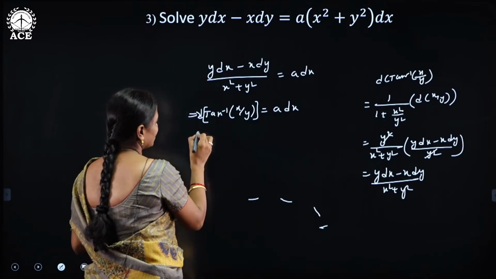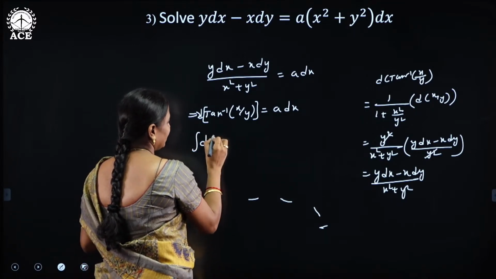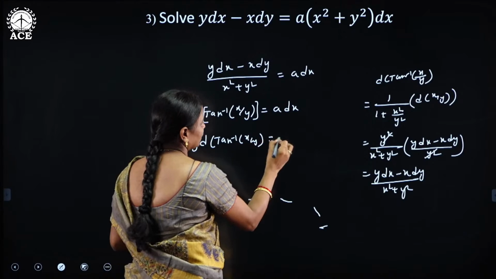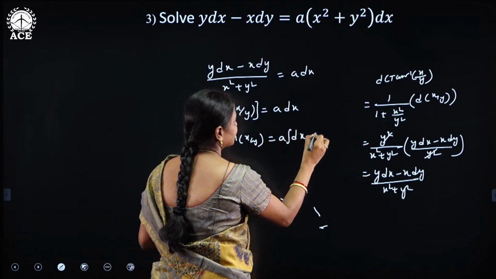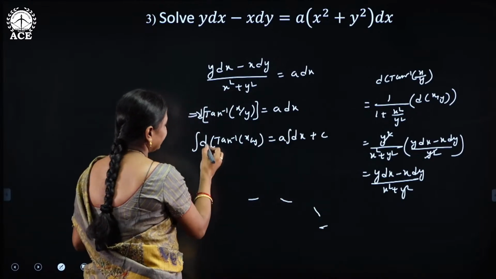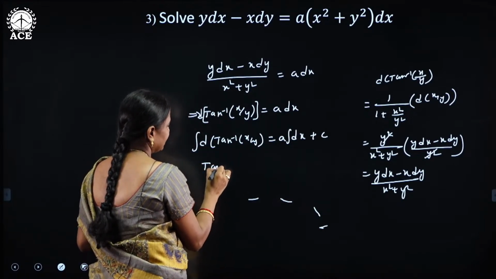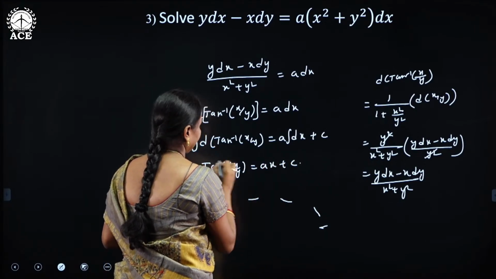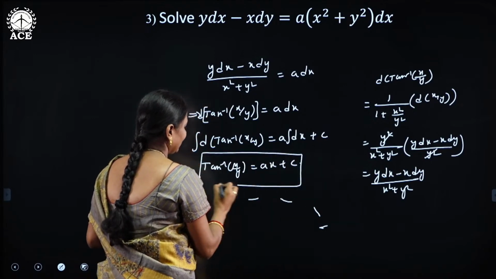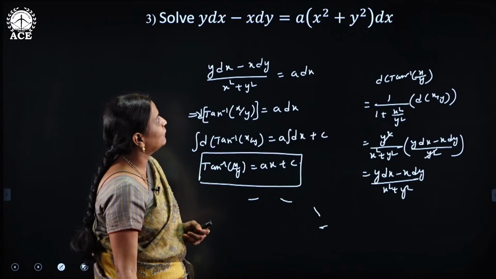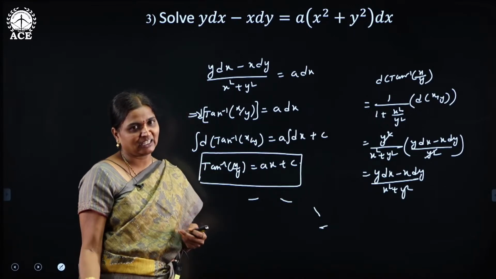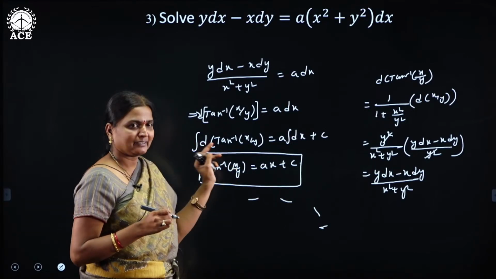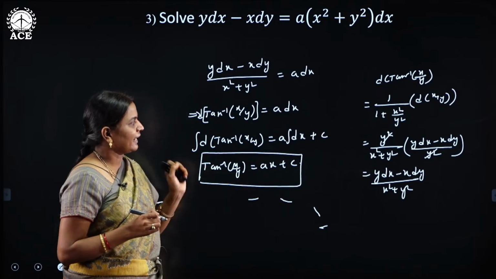Now apply integration on both sides. Integration of differentiation of tan inverse of x by y is equal to a into integration of dx plus the integration constant c. And here differentiation and integration get cancelled. So that is tan inverse of x by y is equal to ax plus c, which is the required solution of the given differential equation. If you are able to regroup the terms of a given differential equation such that each group has an exact differential coefficient, then this method by inspection is very easy to write the solution.